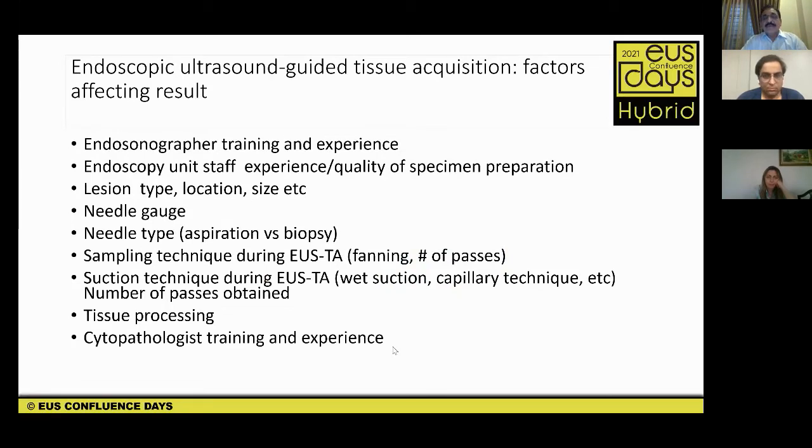How is this tissue acquisition affected? Of course, endoscopic training and experience is important, but there are certain other factors which alter the outcomes, and a lot of this is dependent on what equipment we use, when we use them, and what type of lesion we are doing it on, whether it's solid, whether it is cystic, whether it is malignant, non-malignant, what type of needle we are using, whether it is aspiration or biopsy, what gauge of needle we are using. And are we using different fanning techniques, different techniques like wet suction, dry suction, or any other such things. How we process this tissue also affects the outcome. So we will go on to looking into differences between the FNA and FNB while looking at these factors.